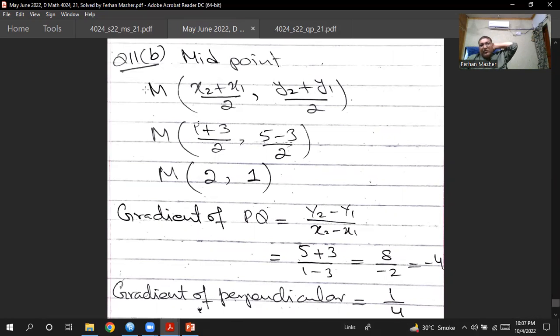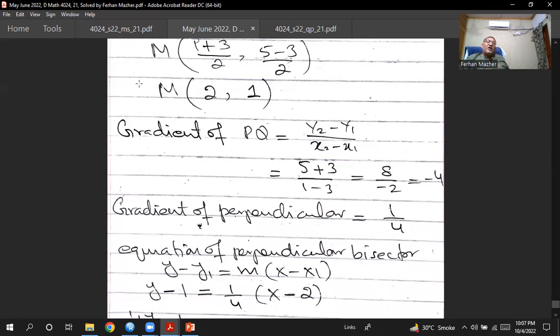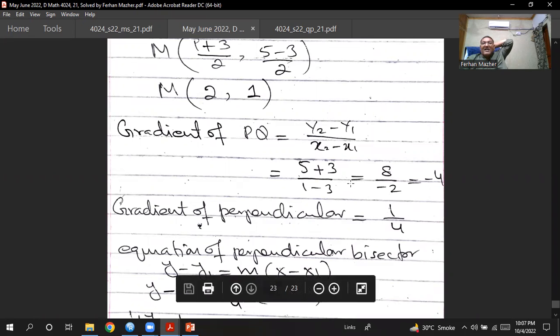The gradient of the PQ, the formula for the gradient is y2 minus y1 divided by x2 minus x1. So it will be 5 plus 3 divided by 1 minus 3, that will be 8 by minus 2, and that will be minus 4. The gradient of the perpendicular of the PQ will be, you will reciprocate it and you will change the sign. So when you reciprocate minus 1 by 4 and you change its sign, it will become 1 by 4. So this is that gradient, and you use the midpoint and the gradient of the perpendicular, and you will be able to find out the equation of the perpendicular bisector.